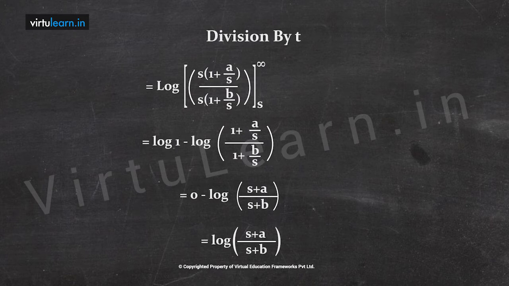Therefore log 1 is 0, 0 minus log, then again s is the LCM, s plus a by s plus b. The answer is minus log of s plus a by s plus b, or log of s plus b by s plus a. Minus is common. This is the answer. Like this we can solve the problem very easily.